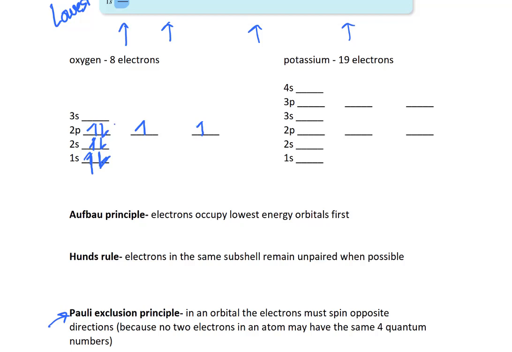So we just employed Hund's rule. Hund's rule is electrons in the same subshell have to remain unpaired when possible. So that means I spread out my electrons in the 2p before I came back and paired them.